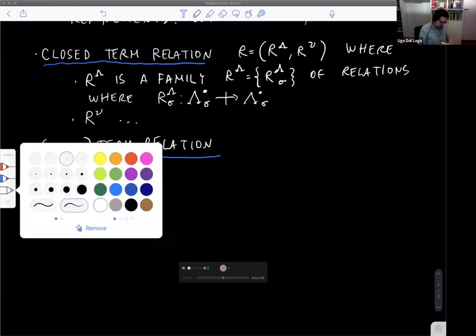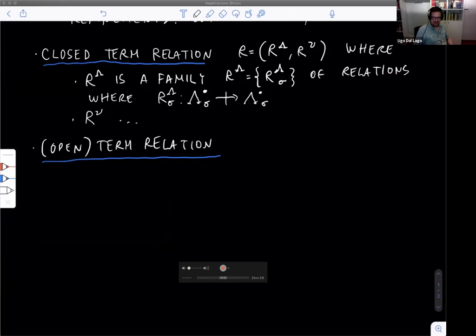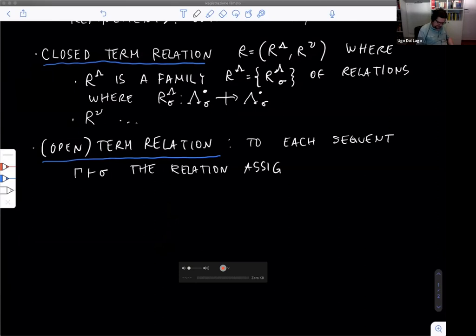And in this case, I'm sorry, in this case, you need more in the sense that each sequence in the form gamma, sigma, the relation also assigns a corresponding relation on what? On terms, on open terms of this type, and a relation.